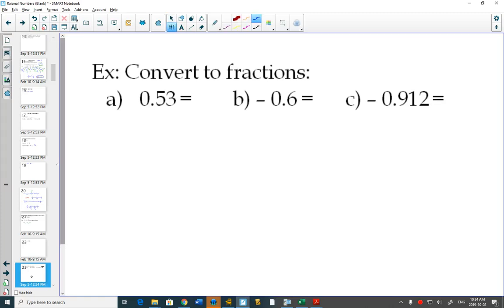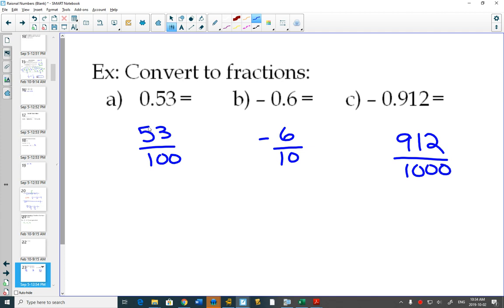First of all, the first step on each of these, this is in your hundredths. So you get 53 over 100. This one is in your tenths. So you get 6 over 10, but since it's negative, negative 6 over 10. And this one's in your thousandths. So 912 over 1,000, and it's negative, so that negative stays out there. That's the perfect first step for all of these.